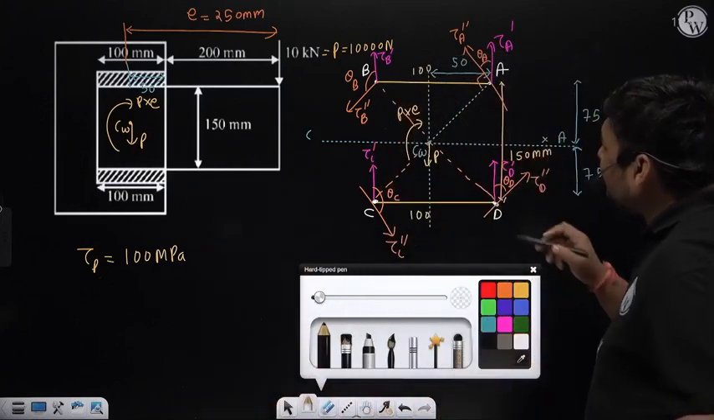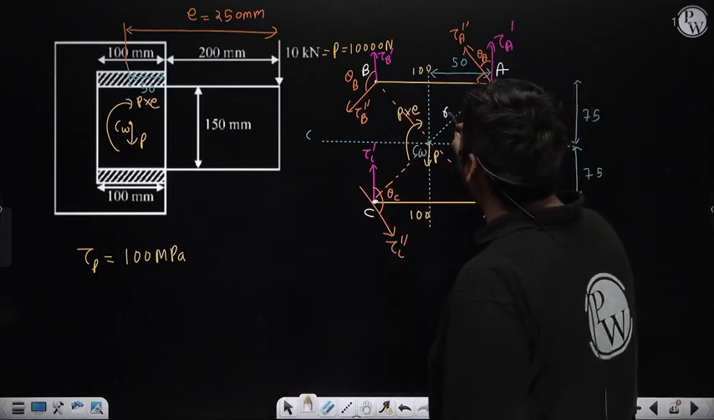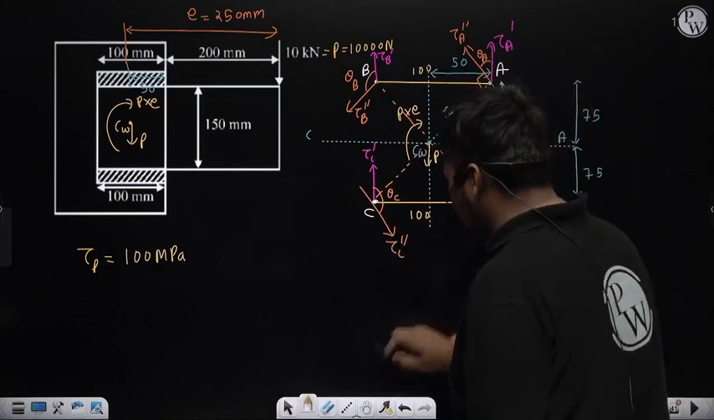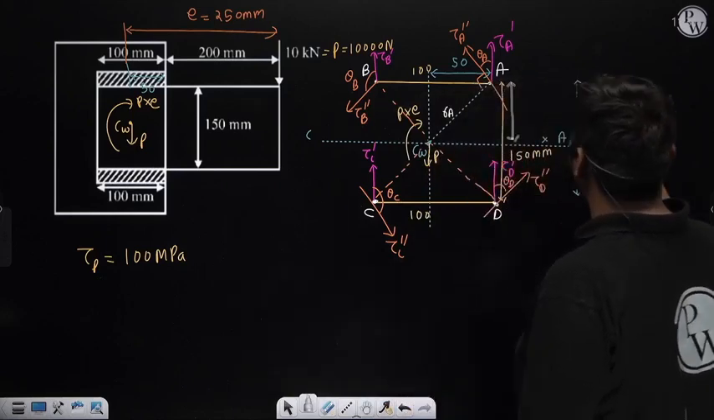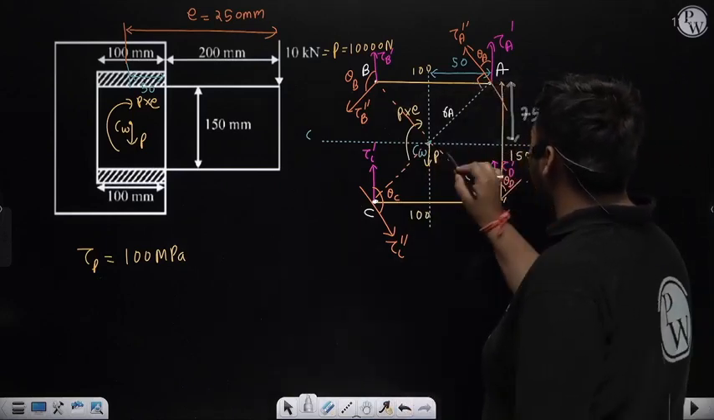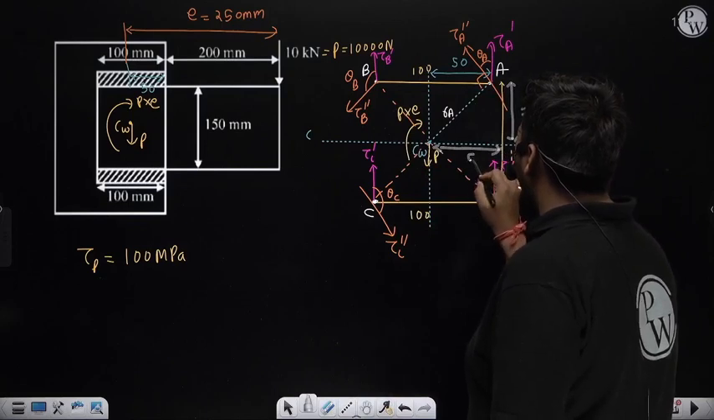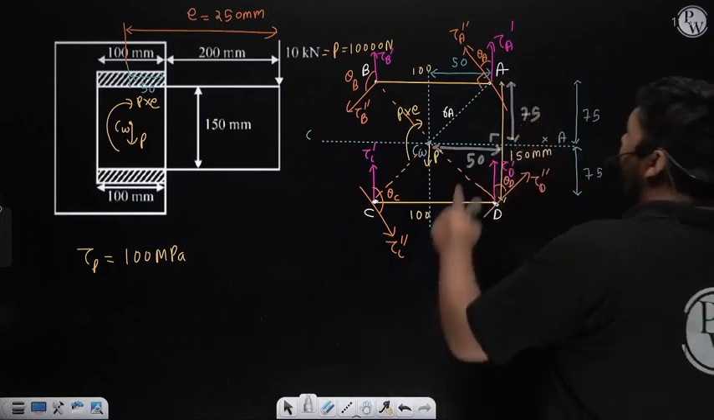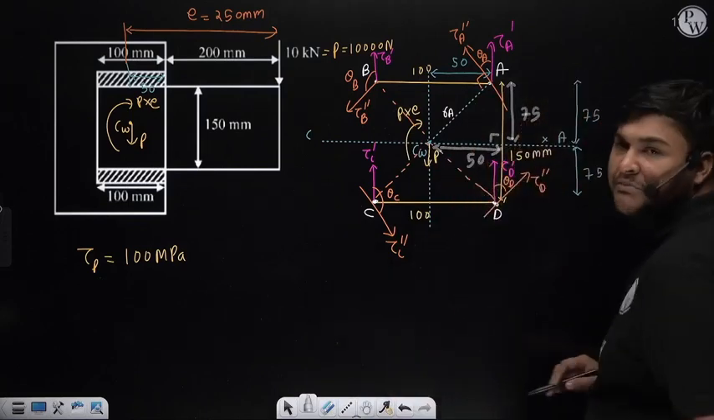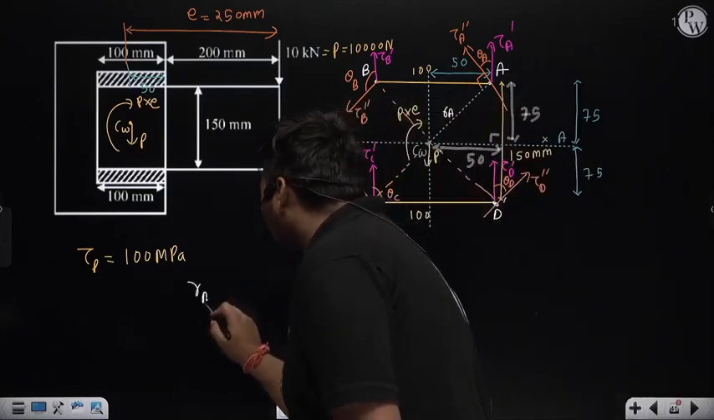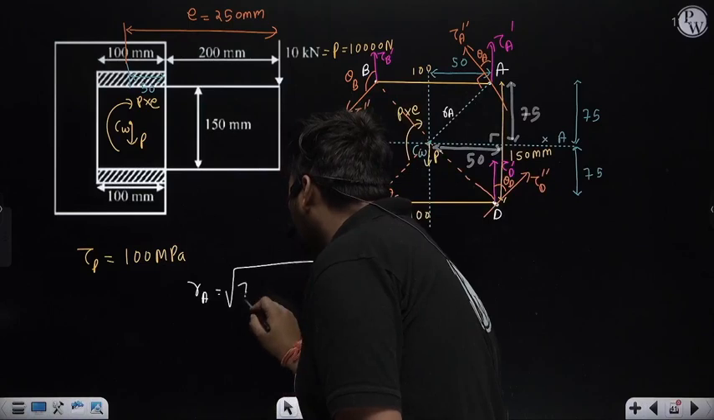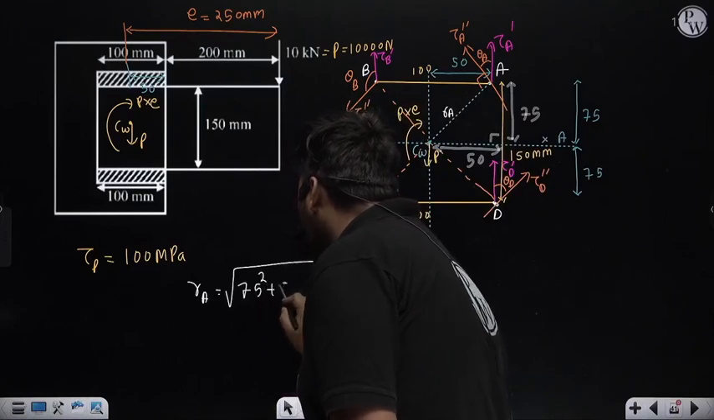Distance of point A from the combined centroid. Suppose I am representing this distance as RA. You can calculate this distance; it is simple mathematics. Here this distance is 75, and this distance is 50, and this angle is 90. So RA will be root over 75 square plus 50 square.